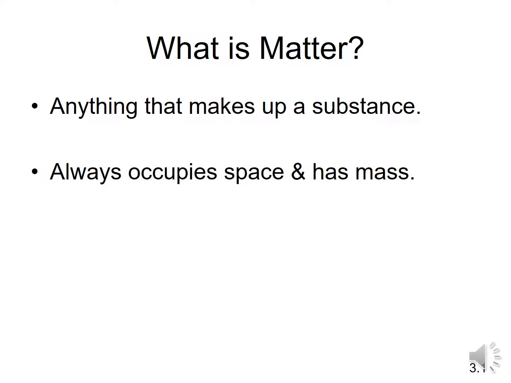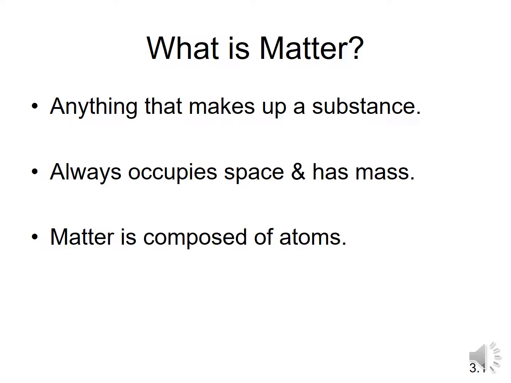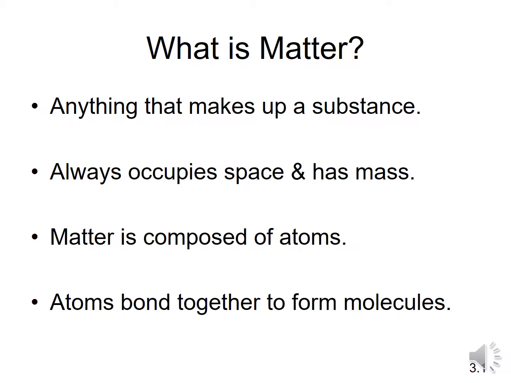It always occupies space and has mass. Matter is composed of atoms, and atoms bond together to form molecules. So anything that makes up a substance occupies space or has volume, and anything that has mass, anything made of atoms or atoms bonded together to make molecules, these would be examples of matter. So matter is all around us.